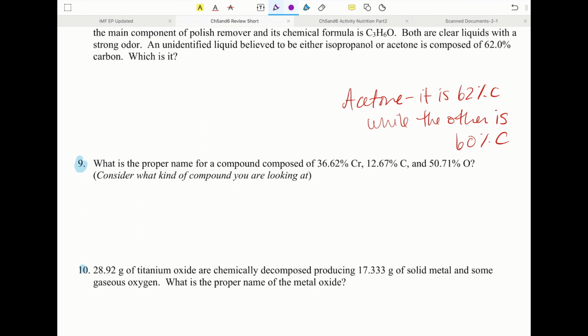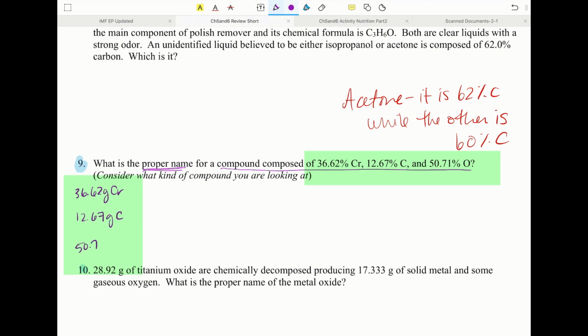All right, so getting started with the Chapter 6 review. Looking at number 9, we are tasked with finding the proper name for a compound composed of that percent of C, R, C, and O. So first we are going to take our percents and convert them to grams by assuming we have a 100 gram sample.